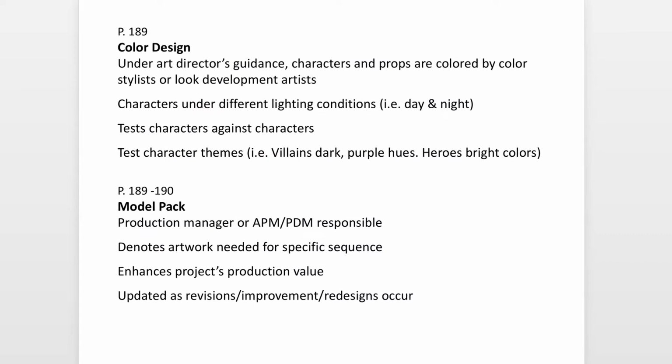Page 189, color design. Under the art director's guidance, characters and props are colored by color stylists or look development artists. Characters are tested under different lighting conditions, for example, day and night. And test characters against characters to see what they look like alongside each other. And then you'll test character themes. For example, the villain would be in dark purple hues, and in this case the heroes would have bright colors.